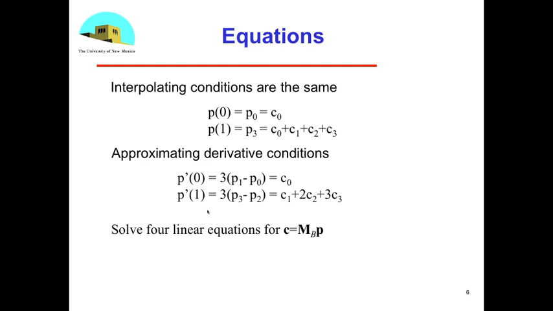And likewise, at u equals 1, the derivative was c1 plus 2c2 u plus 3c3 u squared. That gives me c1 plus 2c2 plus 3c3 again. And now that is equal to the approximate derivative P3 minus P2 over a third. So here are 4 equations and 4 unknowns.